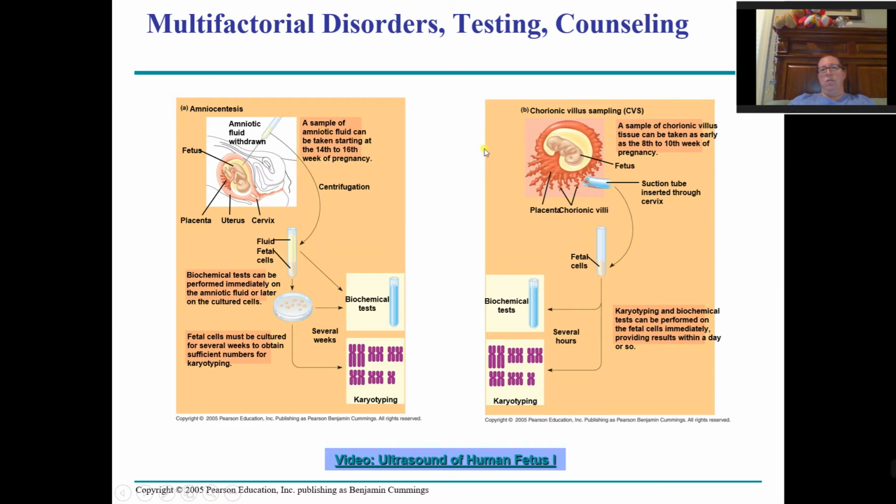Now, they can do something a little bit different that's called chorionic villus sampling, or CVS, and it's much earlier, and it gives you the same result, right? The big thing with this is that it's a lot earlier. I mean, they're both kind of risky.